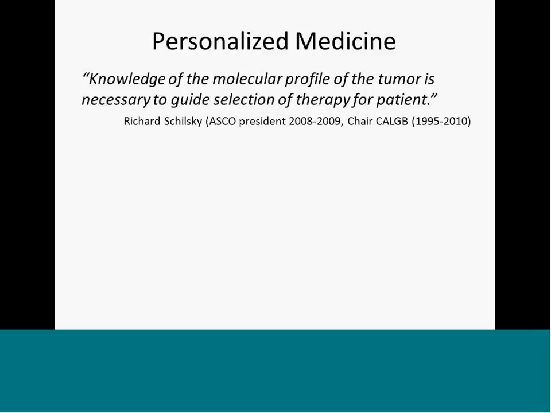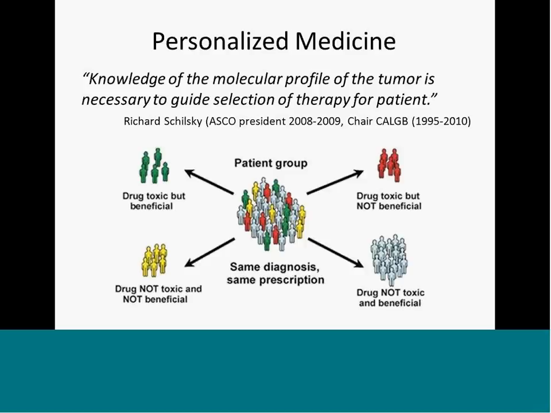Well, Richard Schilsky, ASCO president, chair of the Cancer and Leukemia Group B, made this comment that knowledge of the molecular profile of the tumor is necessary to guide selection of therapy for patients, right? So what does this mean? It means that currently, what do we do?